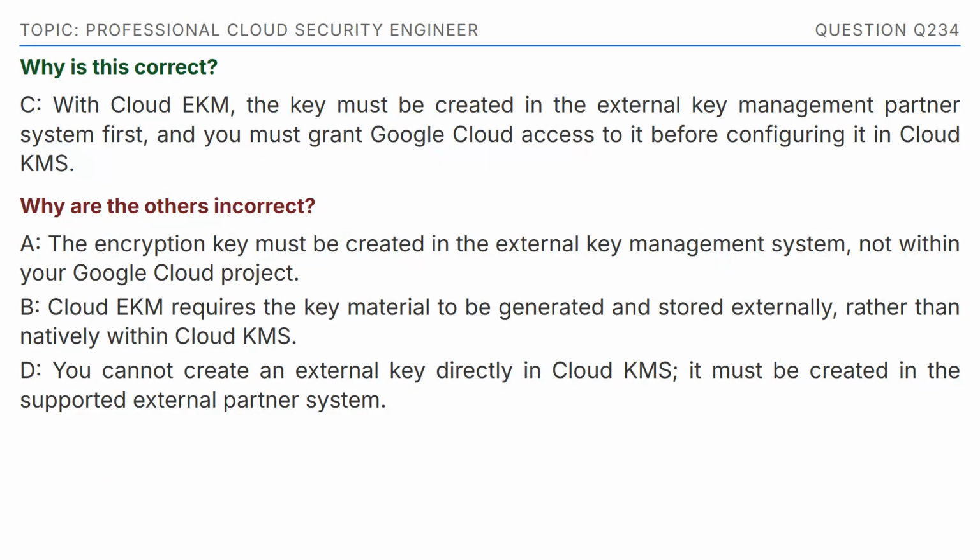Why is this correct? C. With Cloud EKM, the key must be created in the external key management partner system first, and you must grant Google Cloud access to it before configuring it in Cloud KMS. Why are the others incorrect? A. The encryption key must be created in the external key management system, not within your Google Cloud project. B. Cloud EKM requires the key material to be generated and stored externally, rather than natively within Cloud KMS. D. You cannot create an external key directly in Cloud KMS, it must be created in the supported external partner system.